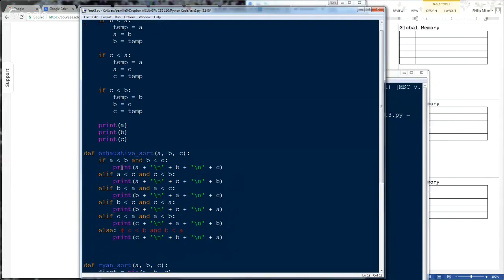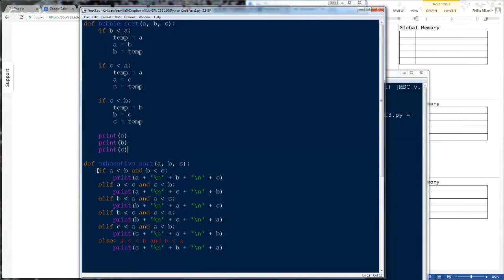And then we talked about the exhaustive approach. So this is just asking each of the 6 possible questions. If A is less than B and B is less than C, then the order is A, B, C. Else if A is less than C and C is less than B, then it's A, C in the middle, B. And else if, and this might seem a bit tedious and redundant, but it's a totally valid way to solve a problem like this, is to account for every possibility.